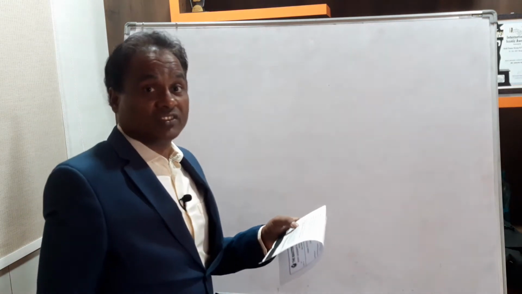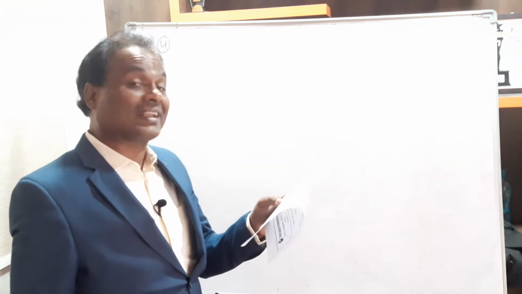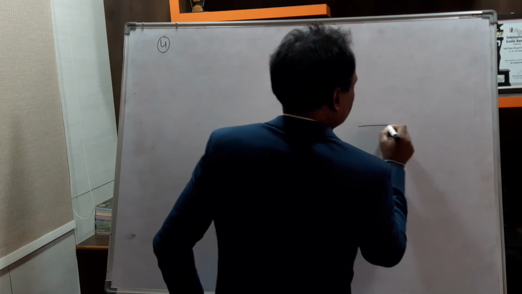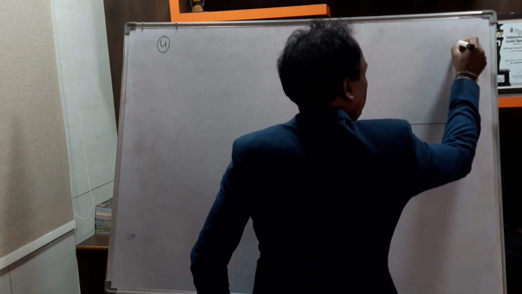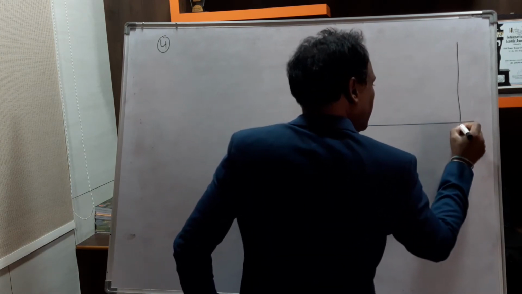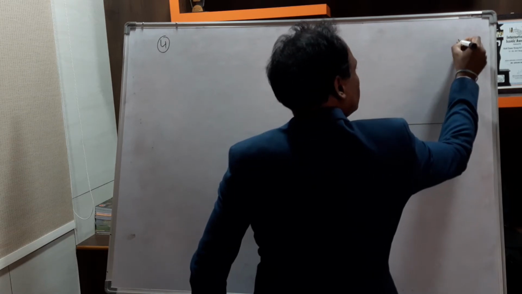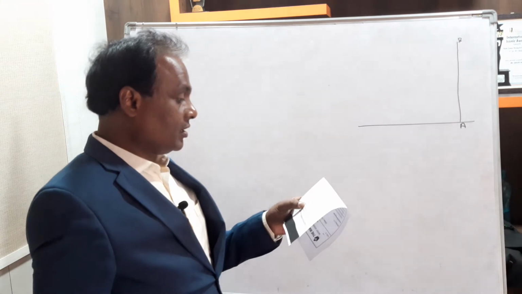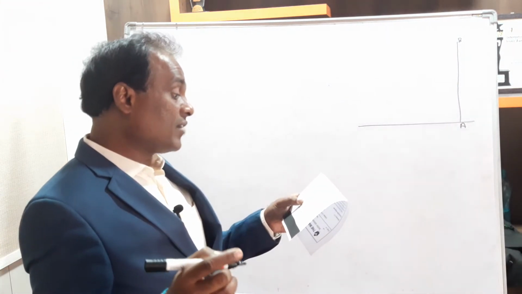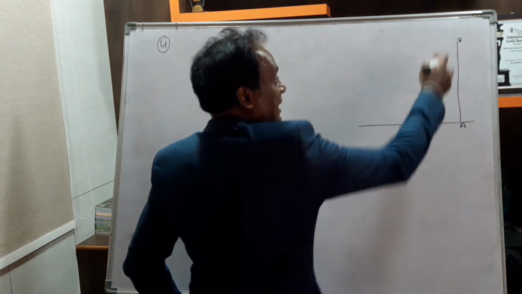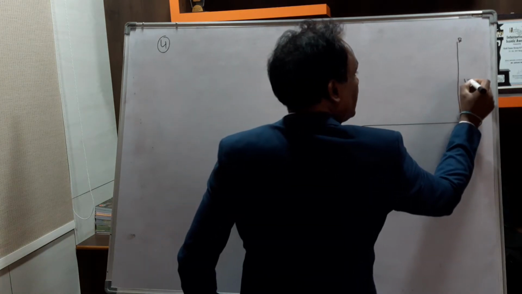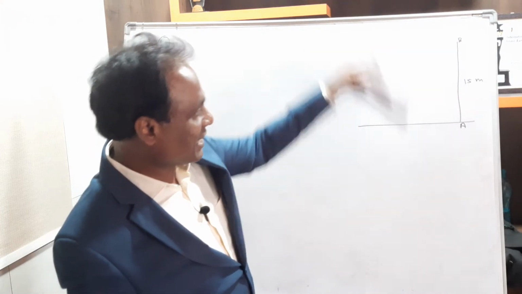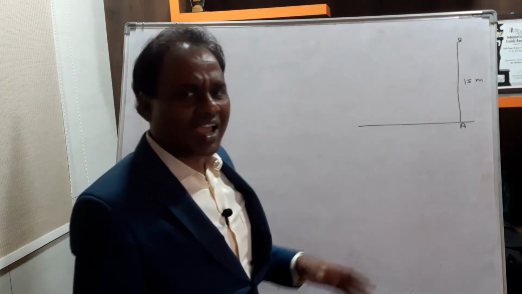See, first converting the problem as a triangle. See, this is the ground. This is the pole. AB is the pole. Length of the shadow of a 15 meters high pole. What is the height of the pole? 15 meters. Height of the pole is 15 meters, standing on the ground. There will be a shadow for this pole.